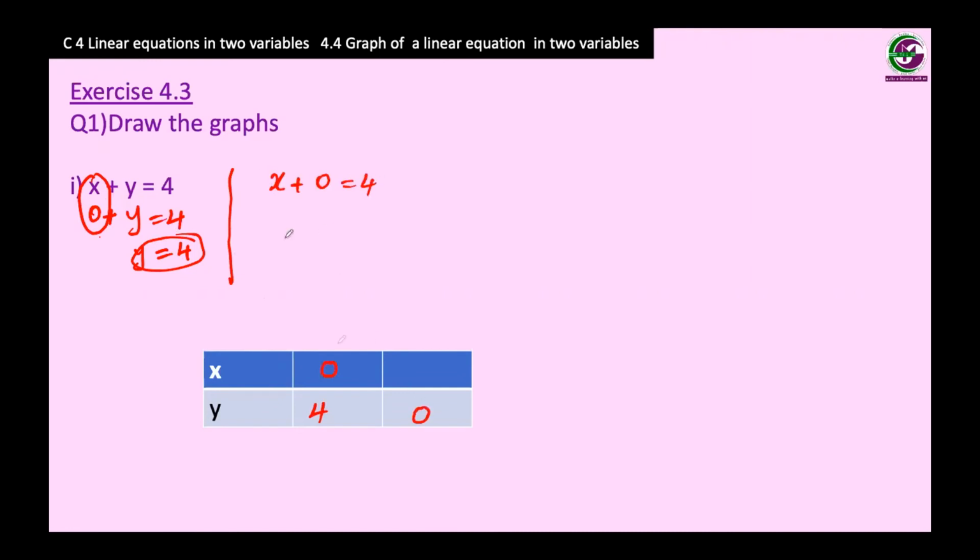So if y is equal to 0, x will be 4. So the points are (0, 4) and (4, 0). Remember, first x, then y.